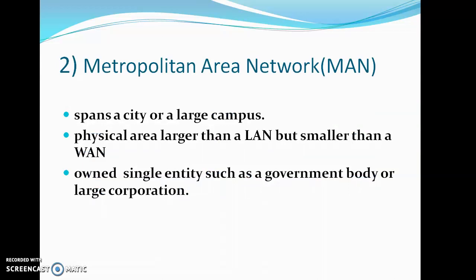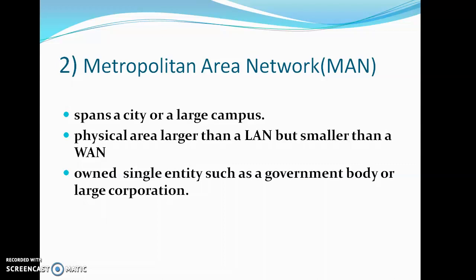Likewise, you have a second category, which is called a metropolitan area network. From the name, this implies that this is a network which covers the entire metropolitan area. That means a very large city, like, say, the whole of Kolkata, the whole of Mumbai, Bangalore, Delhi. It spans a city or a very large campus. This can be owned either privately or by a single entity such as a government body or a large corporation. This network has a larger geographical area compared to that of a LAN, but a smaller area when you compare it with the other network, which is a wide area network.